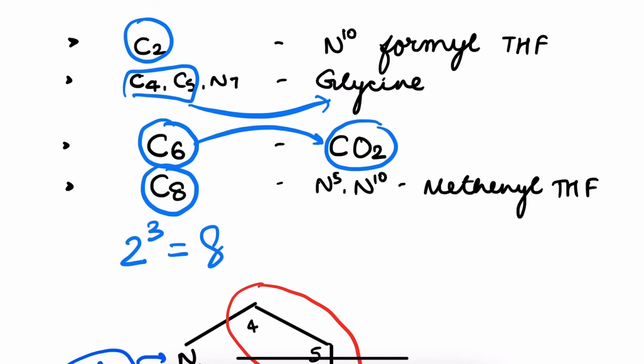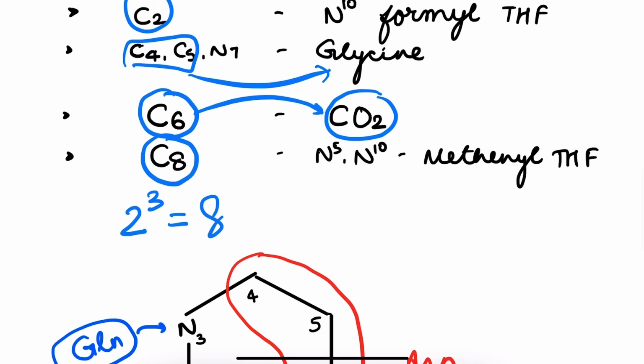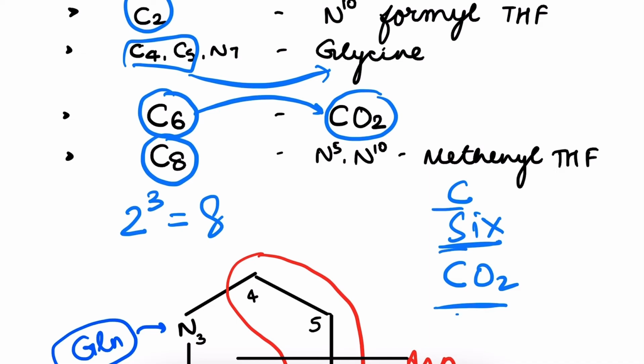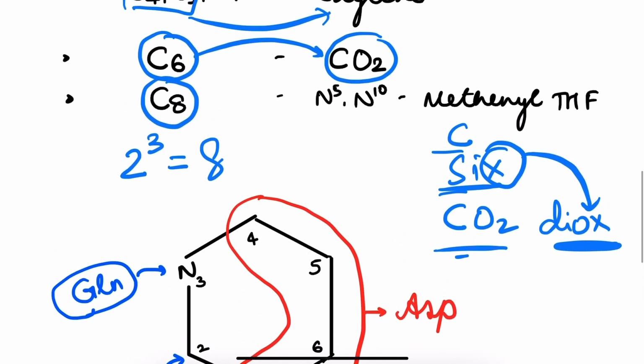Now let us come to how to remember that C6 is carbon dioxide. C6 and carbon dioxide, right? Everything kind of rhymes. C6 carbon dioxide. 6 has got X and dioxide has also got X. Something like that, just remember. I know this is very lame, but yeah, it will help you.